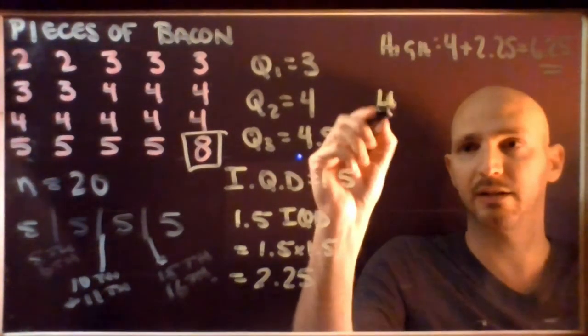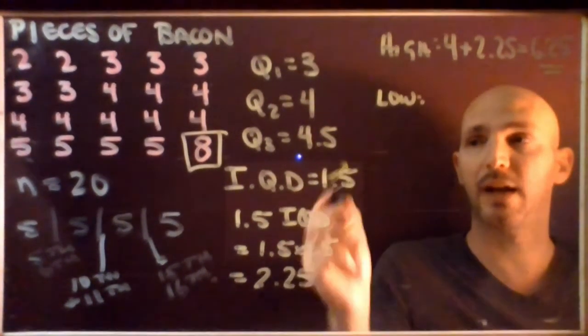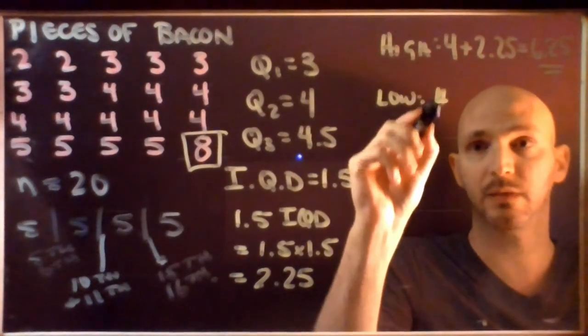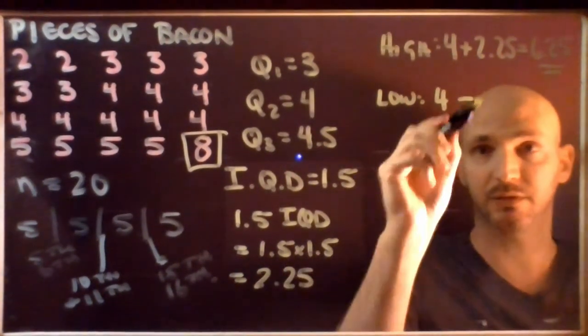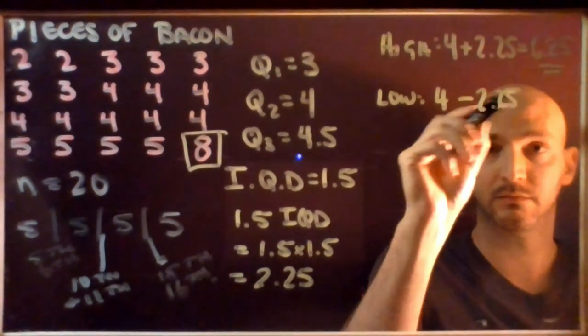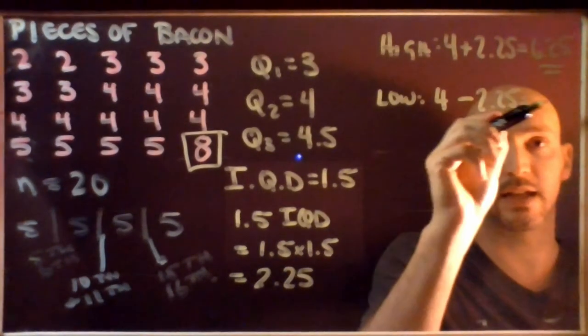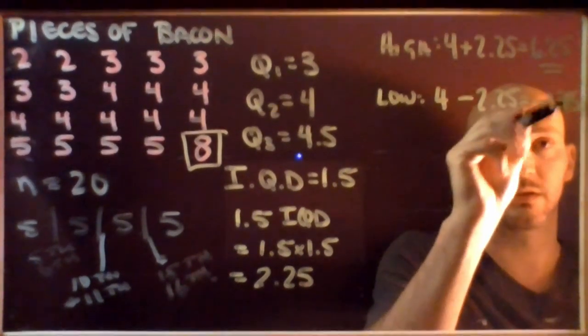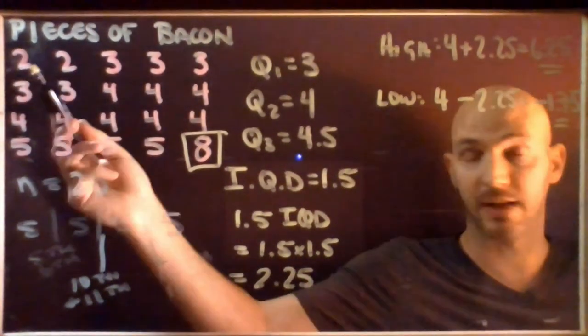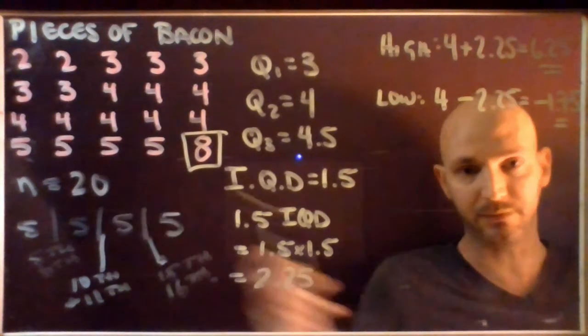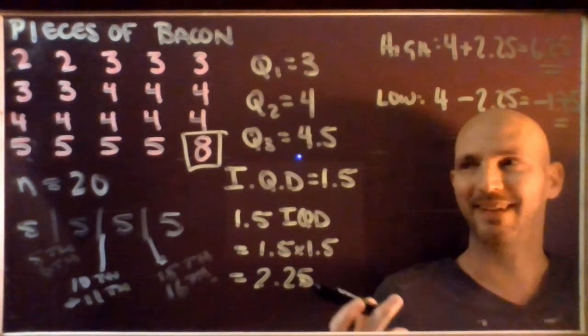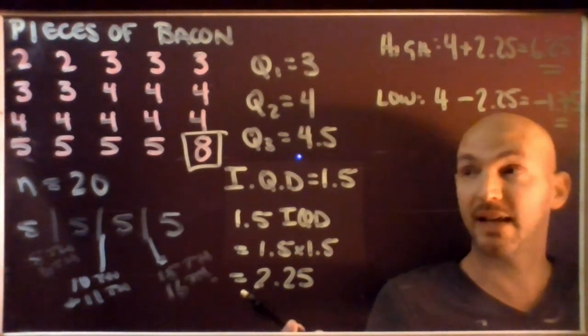If we're going to check the high end, we should probably check the low end, so let's do that there. The low end would be go from your median and subtract this number, and I'm going to get negative 1.75. Now, negative 1.75 is below this number, so it also doesn't make any sense because this data is about bacon, and you can't have unbacon or negative bacon or a bacon debt, right? That doesn't make any sense.